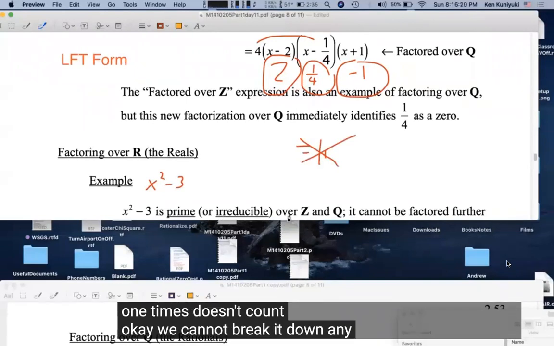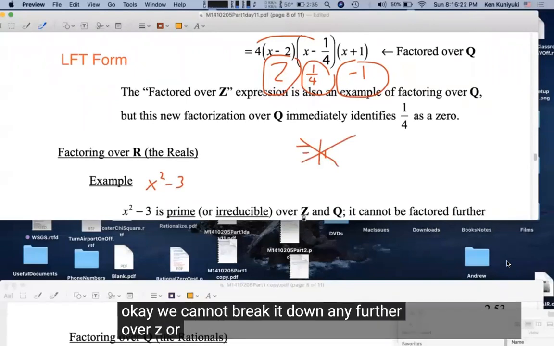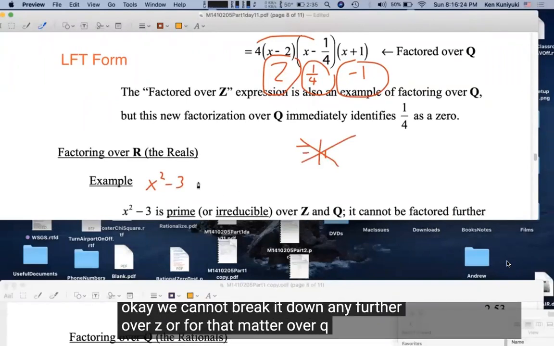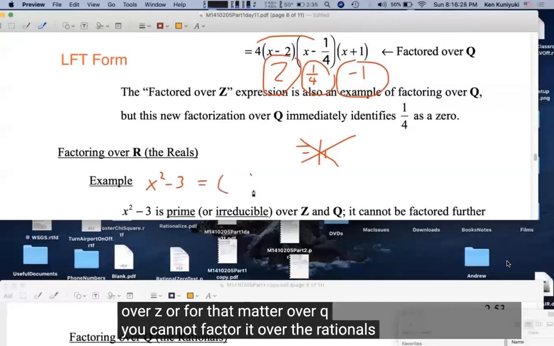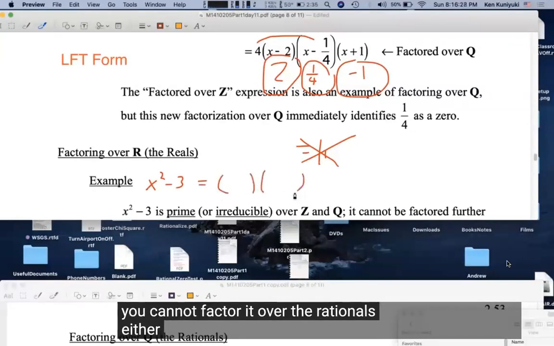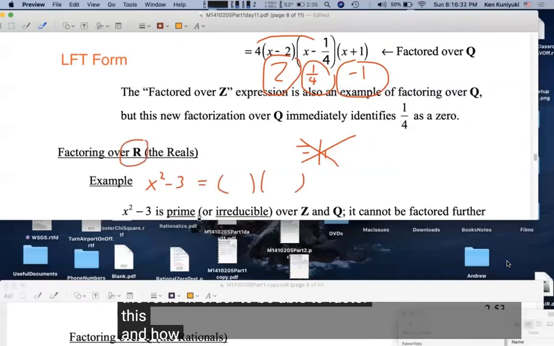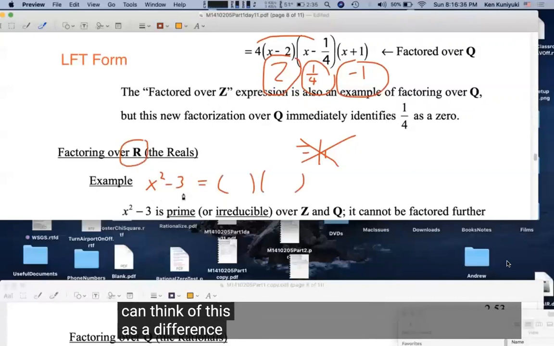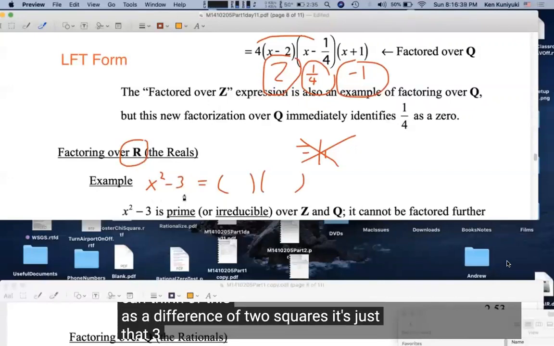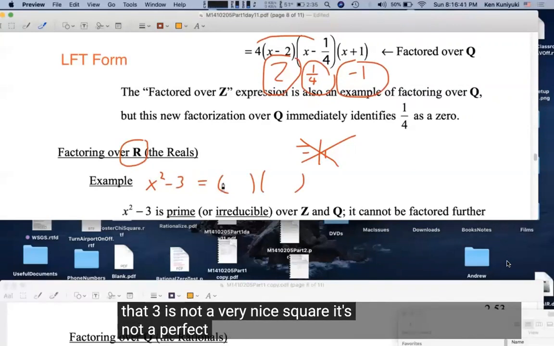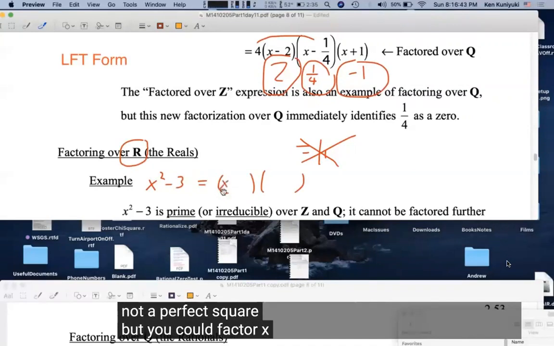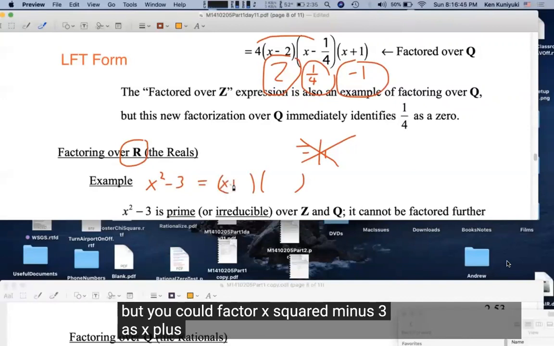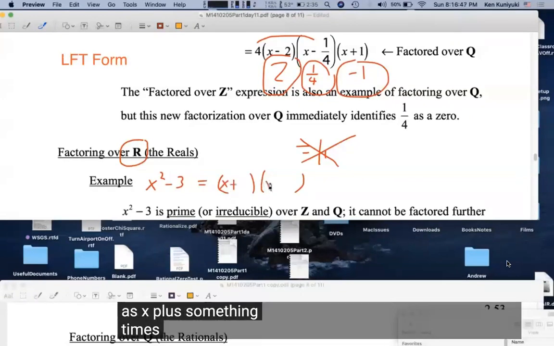We cannot break it down any further over Z, or for that matter, over Q. You cannot factor it over the rationals either. You'd have to go out to something like the reals in order to be able to factor this. And how could you factor this? Well, we can think of this as a difference of 2 squares. It's just that 3 is not a very nice square. It's not a perfect square. But you could factor x squared minus 3 as x plus something times x minus something.